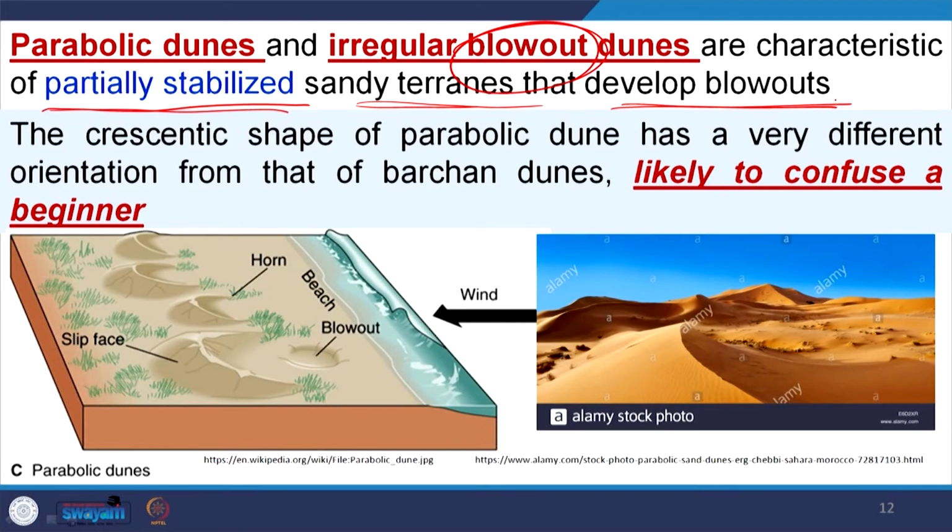So, these parabolic dunes are characteristic features of the area where we have a partially stabilized aeolian system. That means their characteristic is partially stabilized sandy terrains that develop blowouts. The crescentic shape of a parabolic dune has a very different orientation from that of the barkhan dunes, likely to confuse beginners.